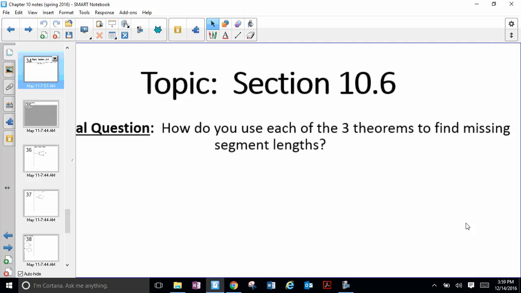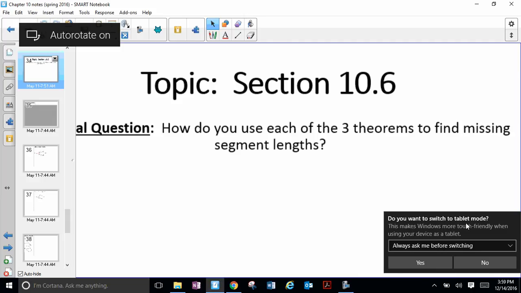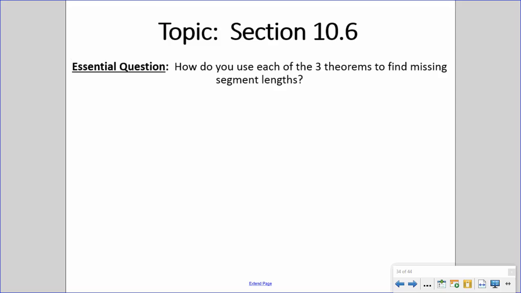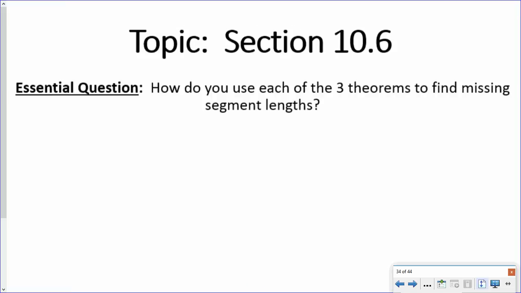Okay, so today's notes, we're going to cover sections 10.6 and 10.7. So for 10.6, here is the central question. How do you use each of the 3 theorems to find missing segment lengths? So we're going to step away from angles for a little bit, like what we did yesterday, and we're going to focus on some different segment lengths other than the radius and diameters that we can find in chords. So segment lengths of circles is our only main idea for section 10.6. So you guys pause whenever you need to.